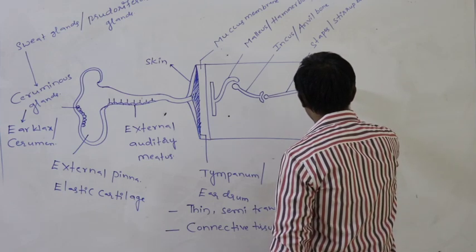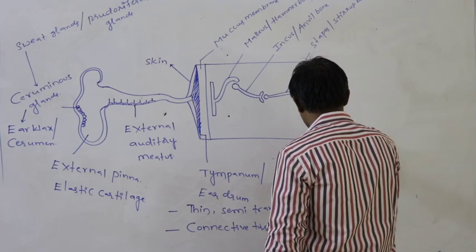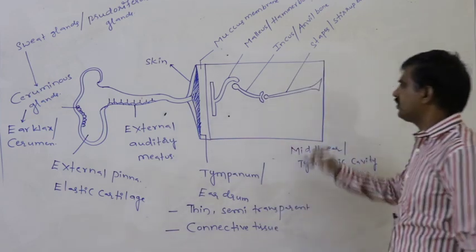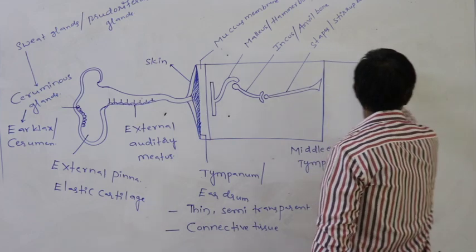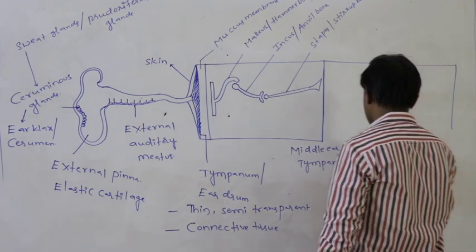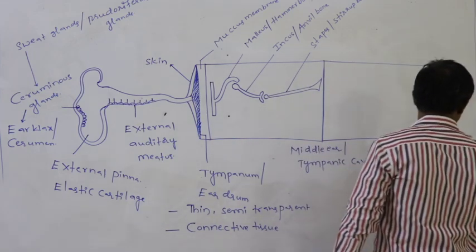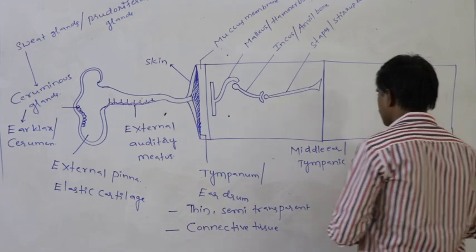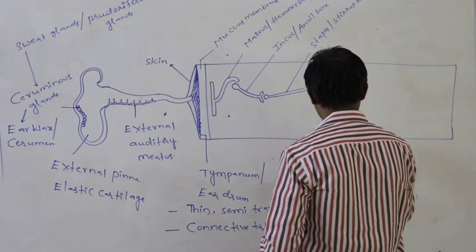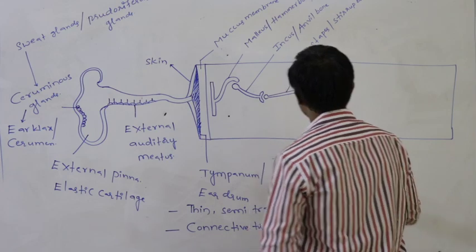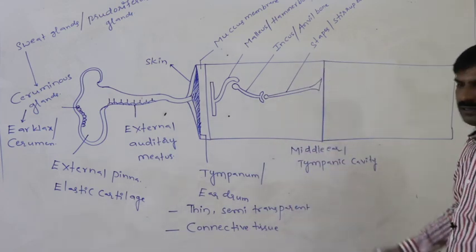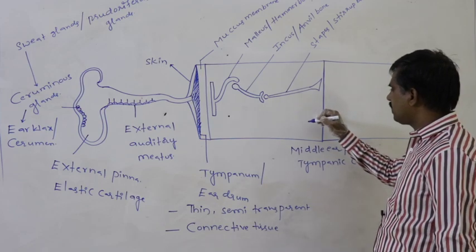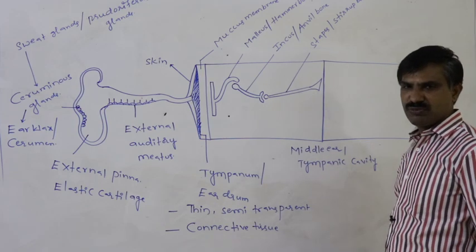attaches to the bony partition which is present between the middle ear and inner ear. Just assume this is the inner ear. Definitely between the middle ear and inner ear, this partition which is present is called the bony partition.